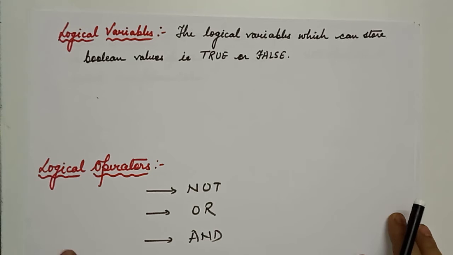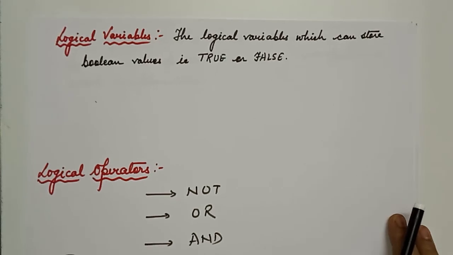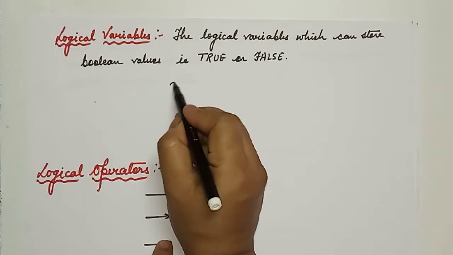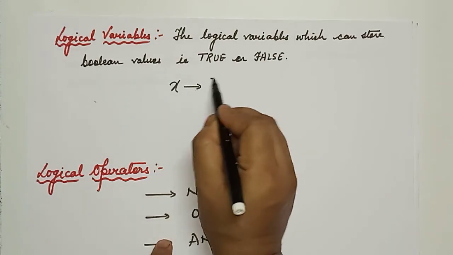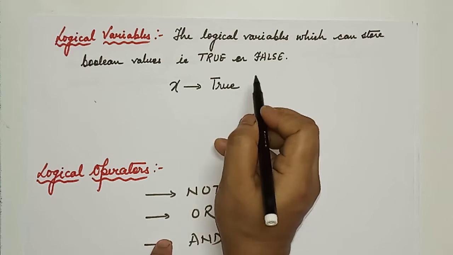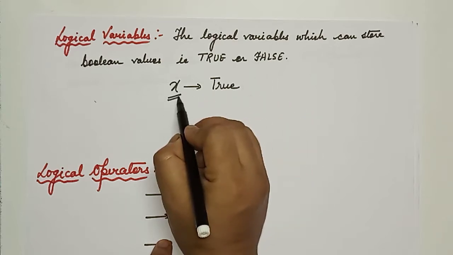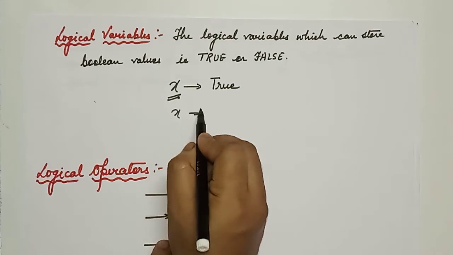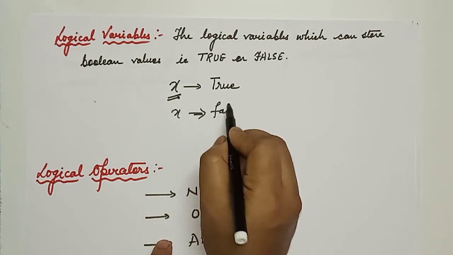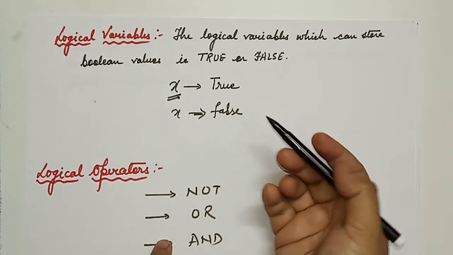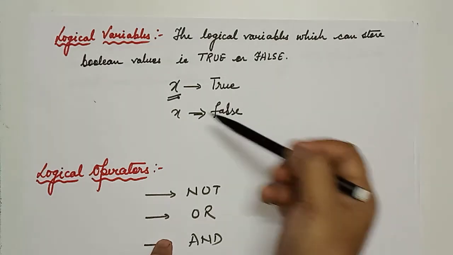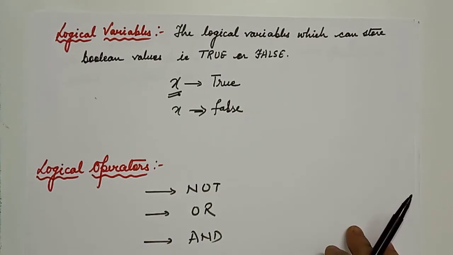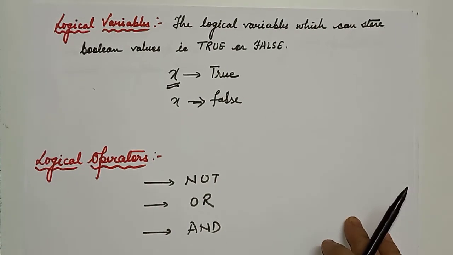Now let's talk about the logical variables. The variables which can store values true or false, those are called the logical variables. Let's say x is a variable which can hold value true. So over here the x is called the logical variable. It may also hold value false. So a variable which can hold any one value either true or false is called the logical variable.